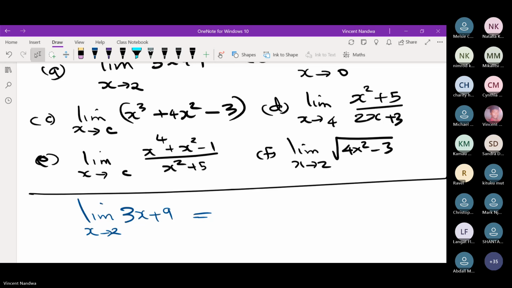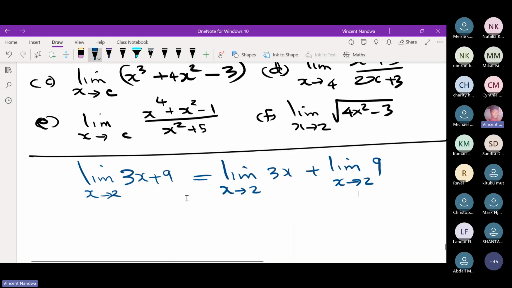So the first one is to evaluate limit as x approaches 2 of 3x plus 9. This is a sum of two functions, so you'll write this as limit as x approaches 2 of 3x plus limit as x approaches 2 of 9. Then the constant multiple rule says that you can factor out this number 3. So this can be written as 3 times limit as x approaches 2 of x plus limit as x approaches 2 of 9.